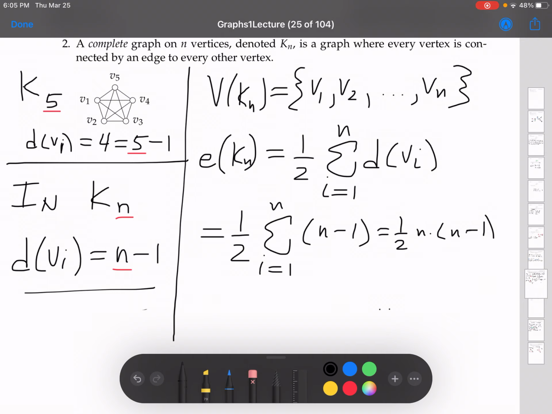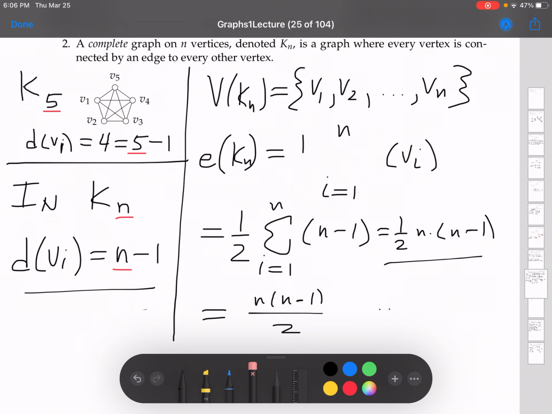And so we see that the number of edges in Kn is 1/2 n times n minus 1, otherwise known as n times n minus 1 over 2. And so that's our formula. The number of edges in Kn is n times n minus 1 over 2.